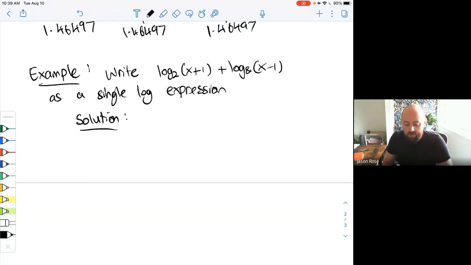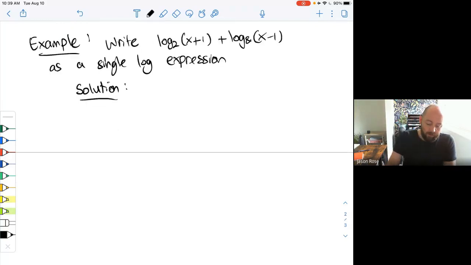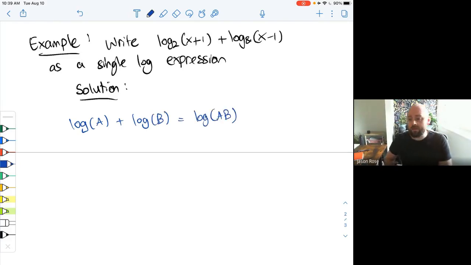Okay, so what I hope a lot of you are thinking about right now is that I have this rule. If I just use it backwards, log of A plus log of B is equal to log of AB. I'm hoping that you're looking at this plus sign here and thinking, well, I have a log law that should help me write that as a single log expression. But I have a problem. In order to use this, it has to be the same base.